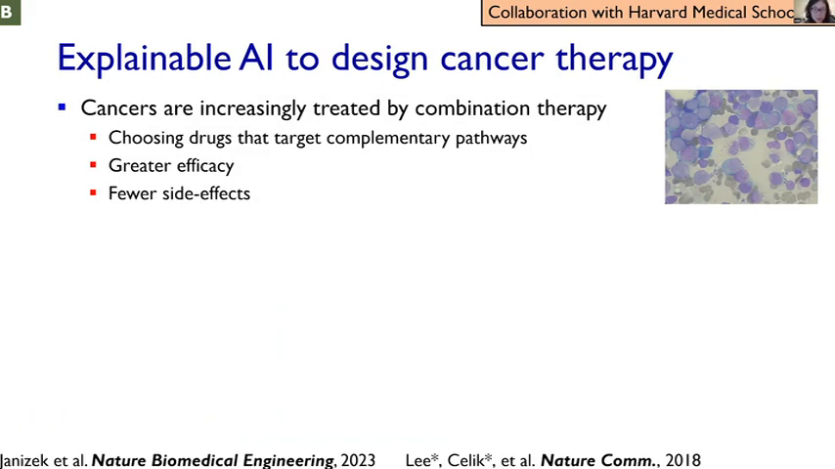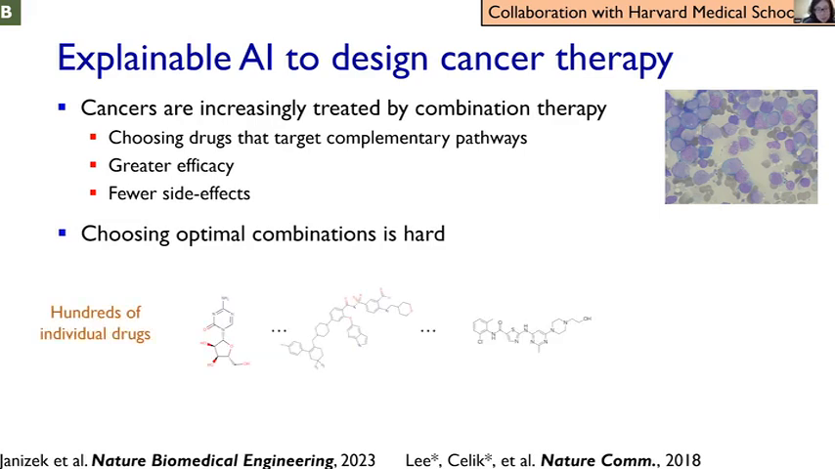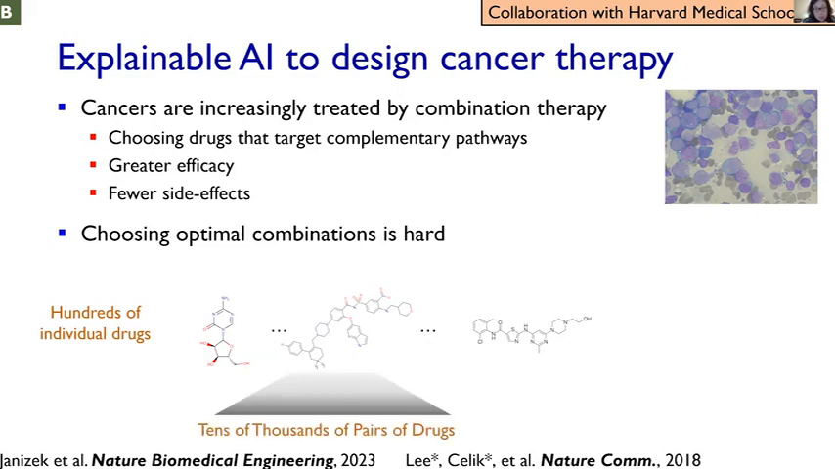And then the rationale there is that by choosing drugs that target complementary biological pathways, we can achieve greater anti-cancer efficacy and fewer unwanted side effects. But choosing the optimal combinations is hard. There are already hundreds of FDA-approved anti-cancer drugs, so that means there will be tens of thousands of possible pairwise combinations.